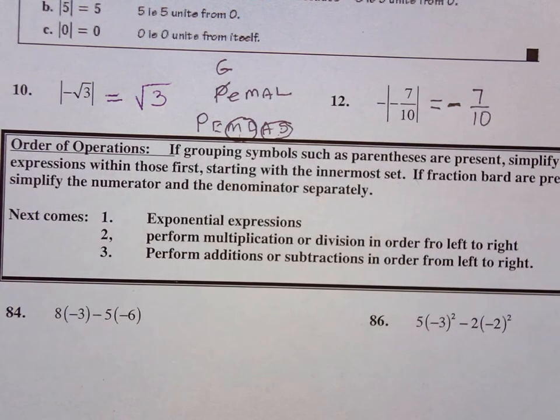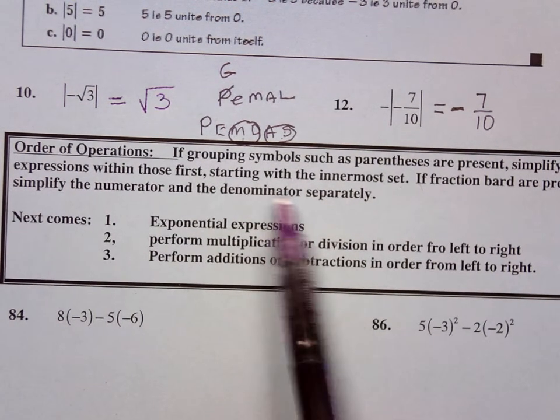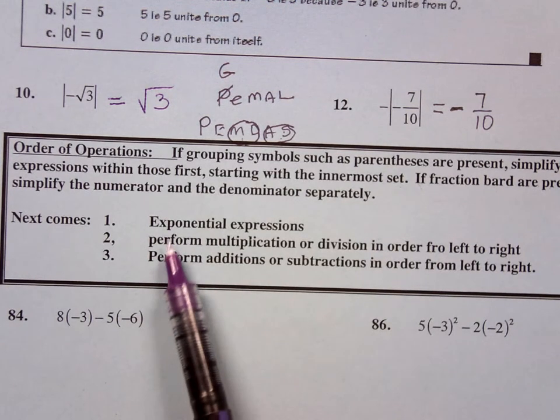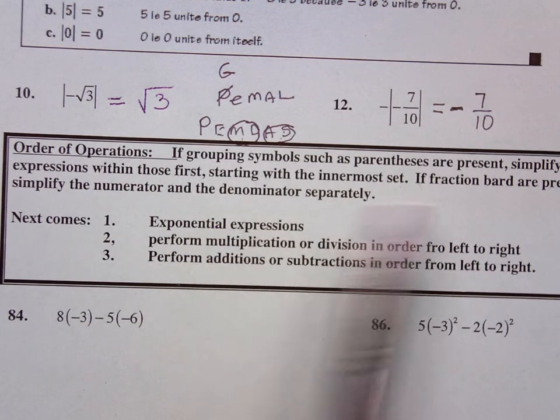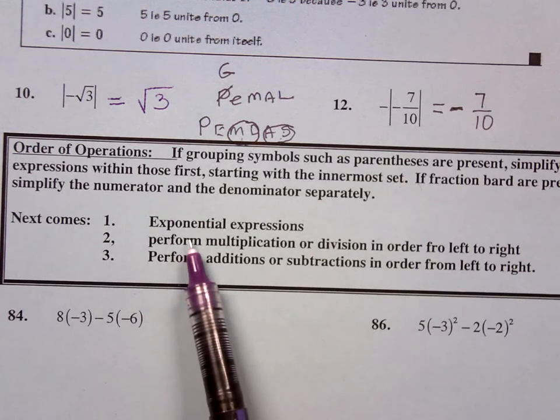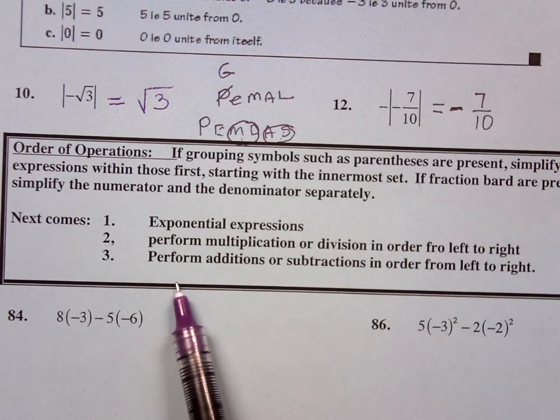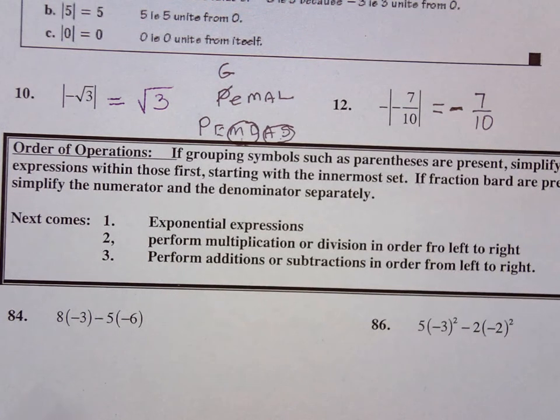Order of operations: grouping symbols get done first, such as parentheses, and you start from the innermost and work your way out. Then you're doing exponents, multiplication, division from left to right, addition, subtraction from left to right. And always working from left to right.